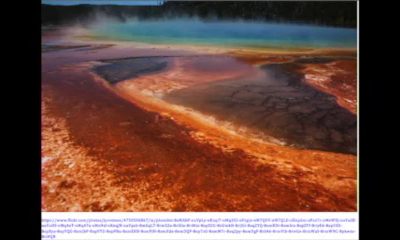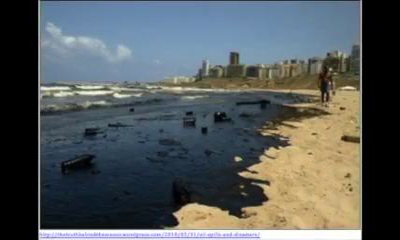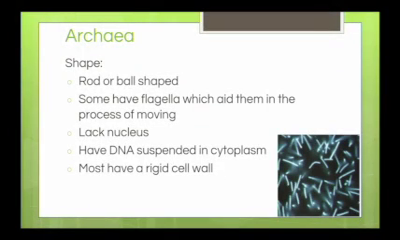Today, archaea are found in some of the world's most extreme environments, such as underwater hydrothermal vents, oil wells, volcanic hot springs, and acidic mine drainage. Archaea's adaptability is what allowed them to survive in Earth's early extreme environments.